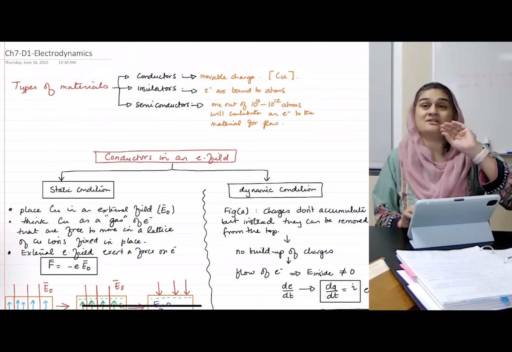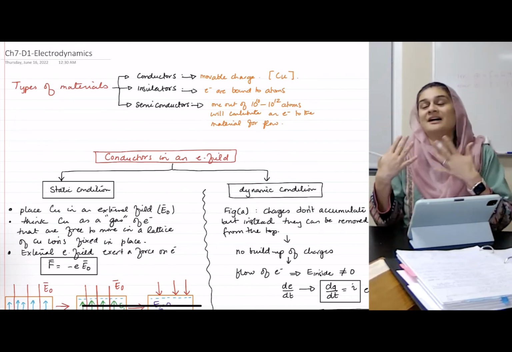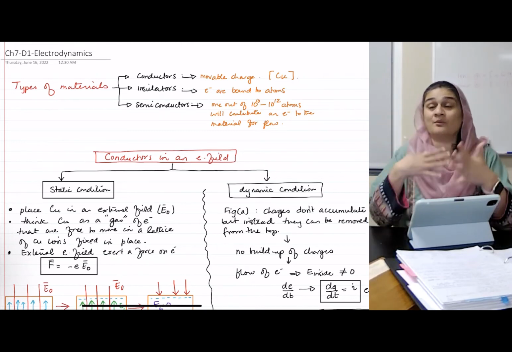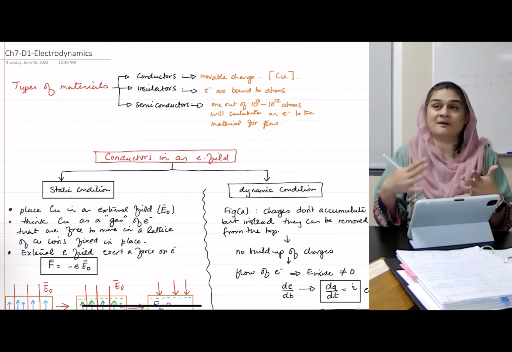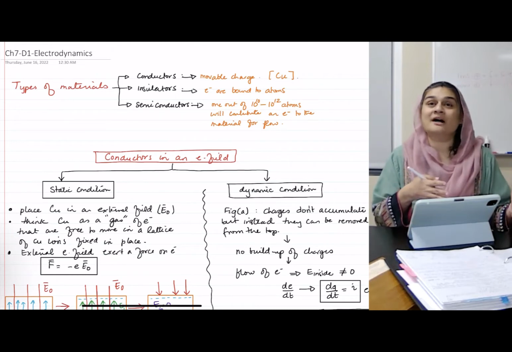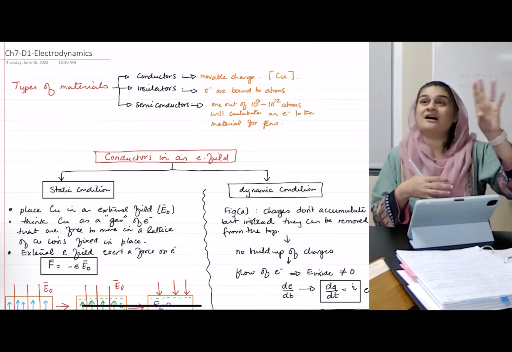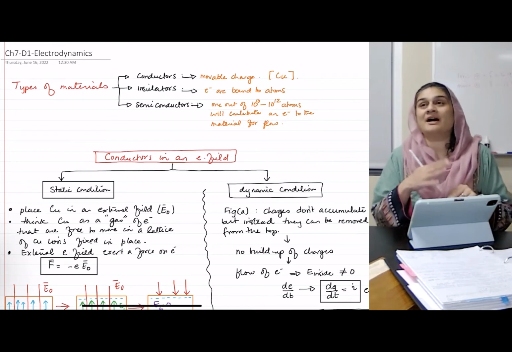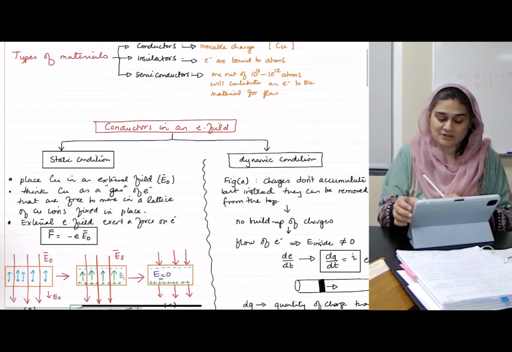Static is when charges stop moving once they reach their destinations, whereas dynamic conditions are where they don't stop moving and there is no destination and they keep going. So chapter 2 focused on the static condition where charges were stuck in place, whereas now in chapter 7, we're going to be discussing the dynamic condition.